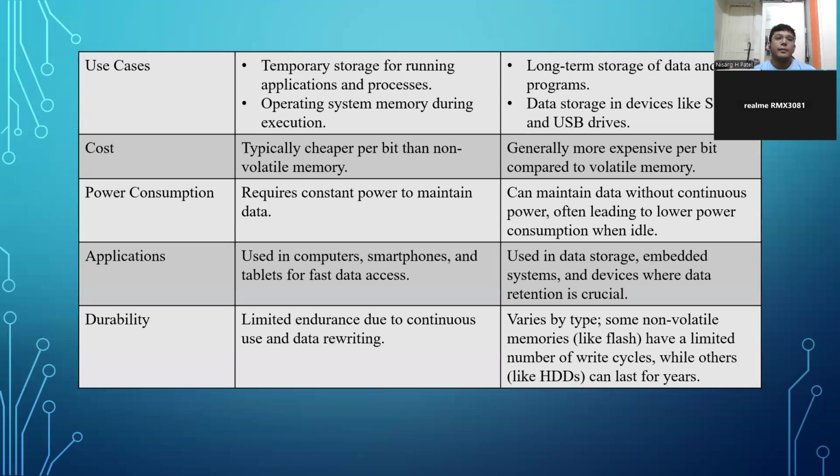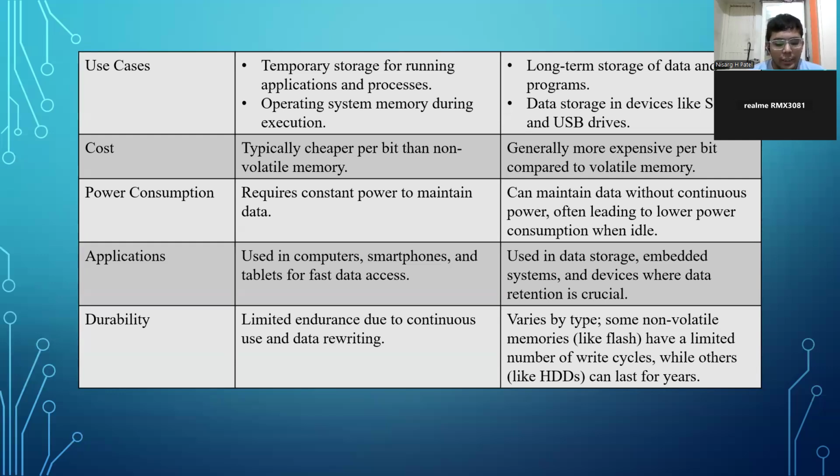Use cases. Volatile memory is used where data needs to be temporary. If it is needed now, but will not be needed further, then volatile memory can be used. For long-term storage of data, non-volatile memory is crucial. We must use non-volatile memory.